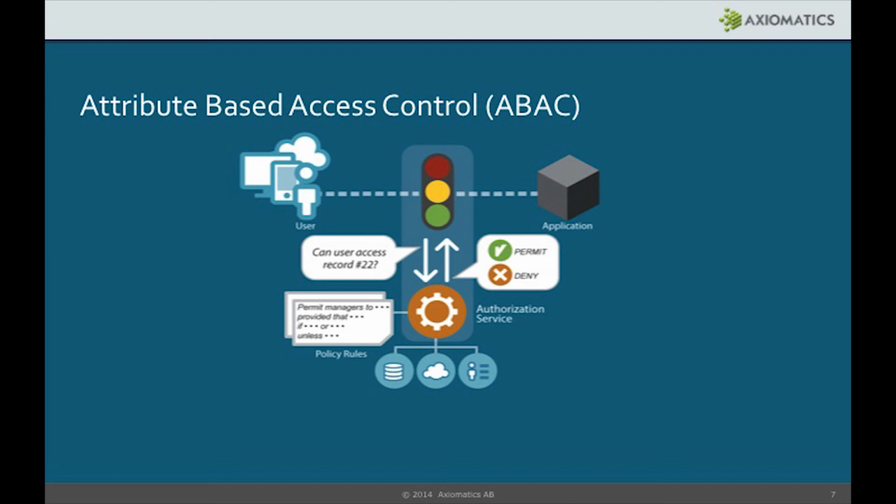Now, the typical flow is that the user will send a request to that app, and what we will do to enable ABAC authorization is slot in an interceptor, put an interceptor in the flow, and that interceptor on this slide is the traffic light. The interceptor will be responsible for a couple of different things. First of all, intercepting the business request, hence the name, and converting the business request into an authorization request. Here you have an example: can user Bob access record number 22? Send that off to an external authorization engine.